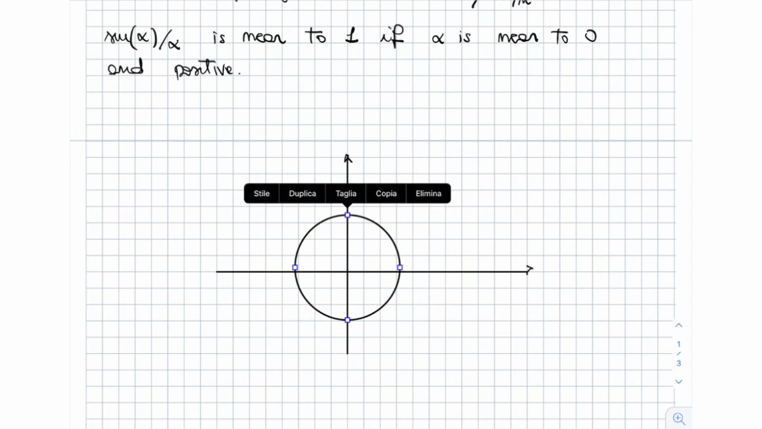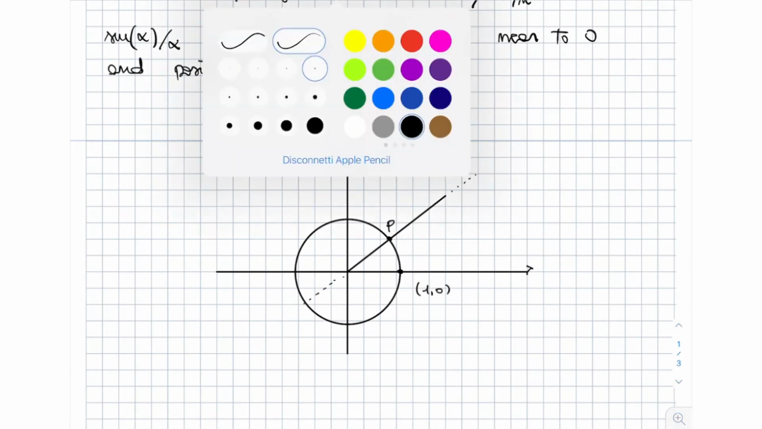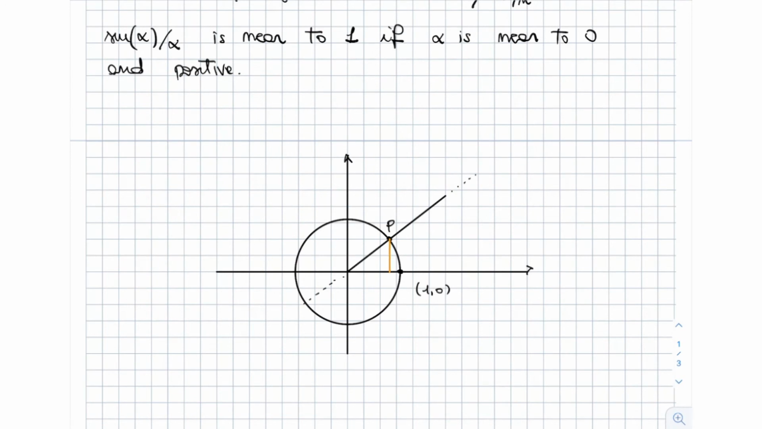Here we go. This point is (1, 0). Then we take a point P on the circle, and if we draw the radius connecting the origin to P, and then go on a little bit, drawing the line on which the radius lies, we know that the x-coordinate of P is given by the cosine of the angle the line makes with the x-axis, while the y-coordinate of P is exactly the sine.